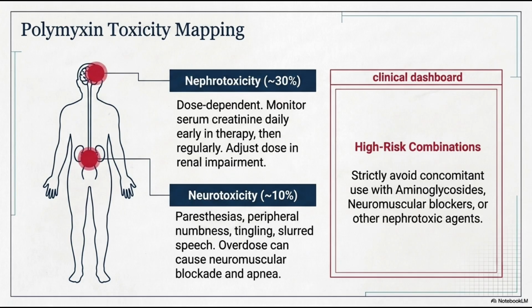Good to know. But it's not just the kidneys, right? There's also neurotoxicity, occurring in about 10% of patients. It often manifests as paresthesias, peripheral numbness and tingling, or slurred speech. That's scary enough. But the real danger, the one that causes panic in the ICU, is neuromuscular blockade. Wait, like paralytics? Yes. The polymyxins can interfere with the release of acetylcholine at the neuromuscular junction. So in situations of overdose, or even just impaired clearance due to that kidney damage we just talked about, this blockade can become so severe that it actually causes apnea.